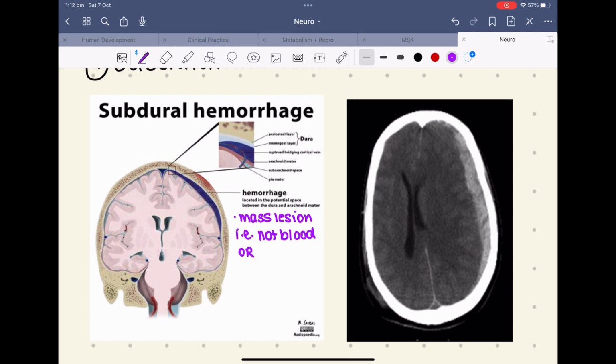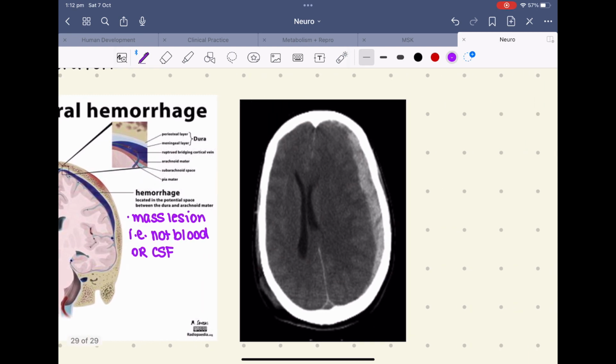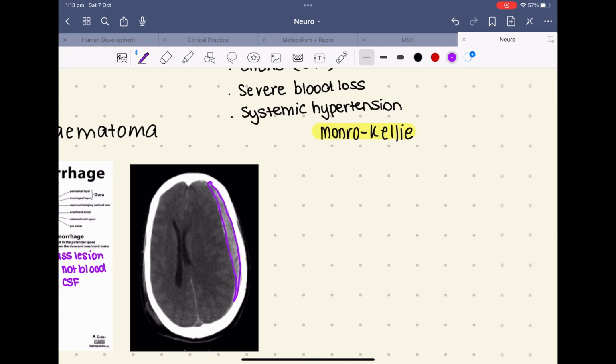And you may have heard of the mass lesion effect, which is where when there's a mass in the brain, brain tissue gets pushed from side to side, and that's what you can see on this scan here. It's called midline shift. You can see that the lateral ventricles have been pushed over the midline, and I've just circled the subdural hematoma for you on the scan there.